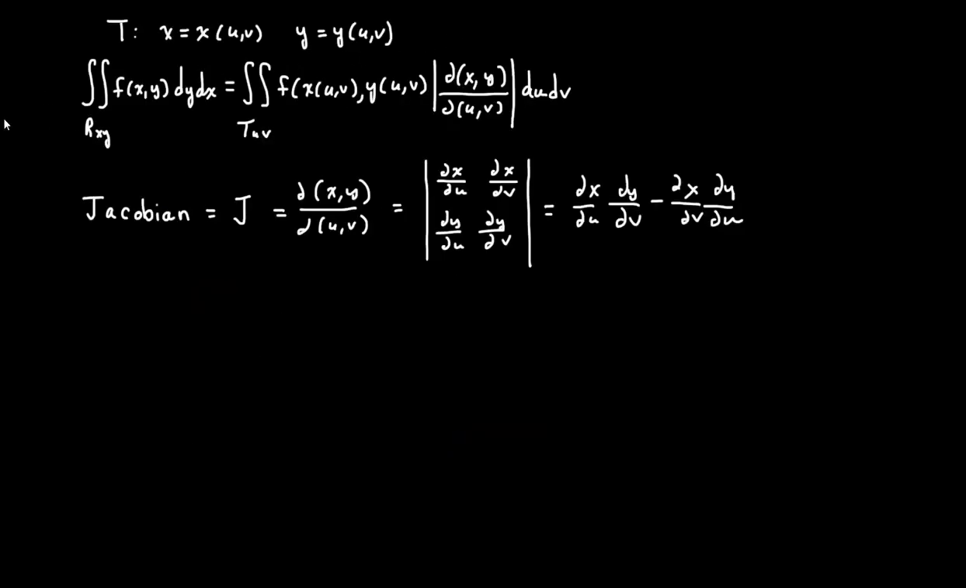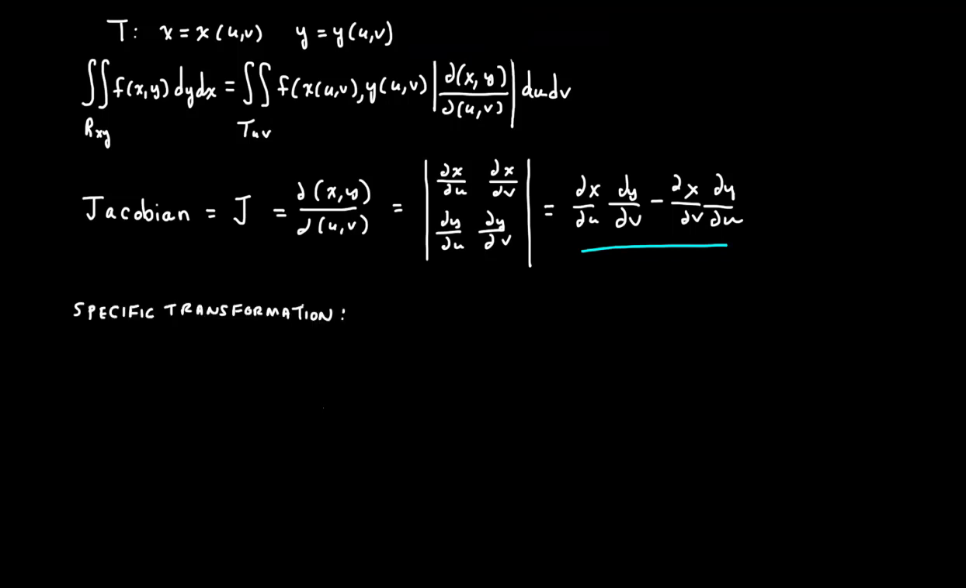I would like to point out here that these two bars here are not for a determinant, that's actually absolute value. So we perform the Jacobian, and then in this formula we import the absolute value of the Jacobian here, or should I say here.